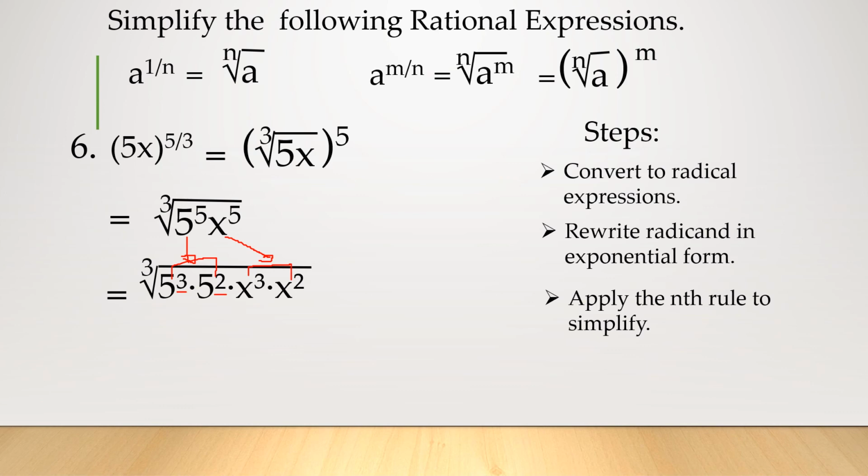So now, I can simplify. I can now get the cube root of 5 cubed, and that is equal to 5. I can bring that outside the radical sign. Same thing with the cube root of x cubed here. That is equal to x. So what we have now inside the radical sign, so we have 25, which is 5 squared, and the x squared. And the index is 3. So the final answer now is 5x times the cube root of 25x squared.